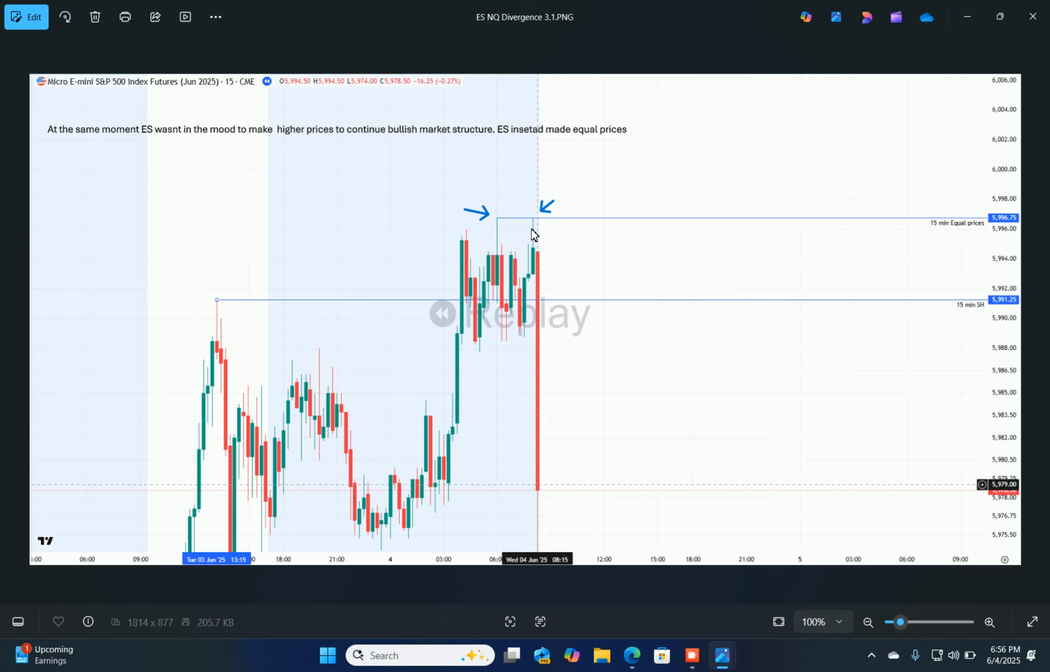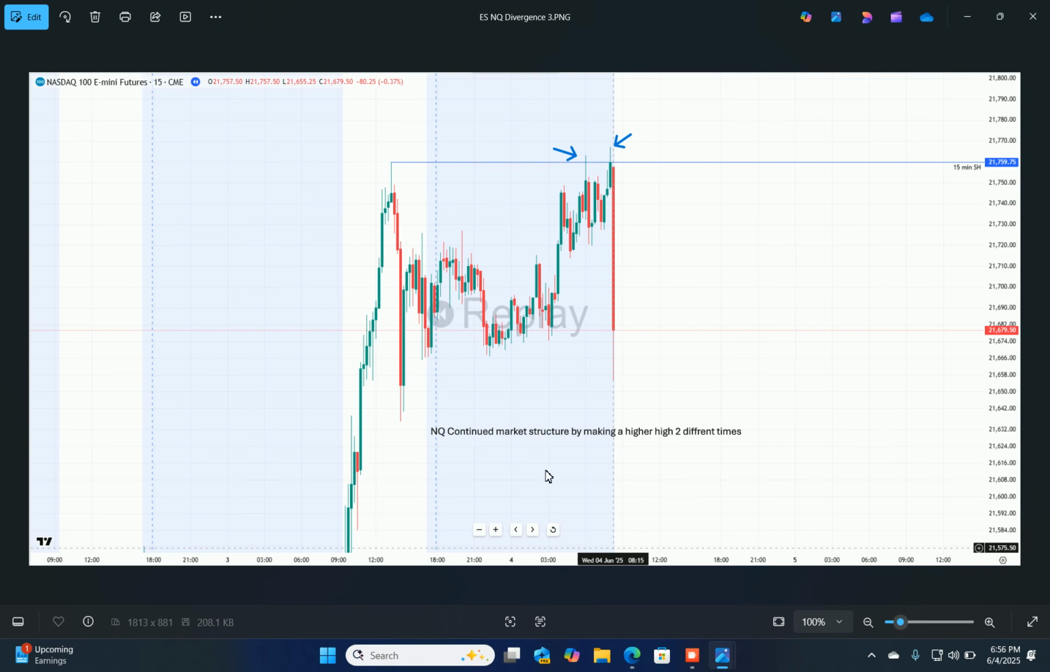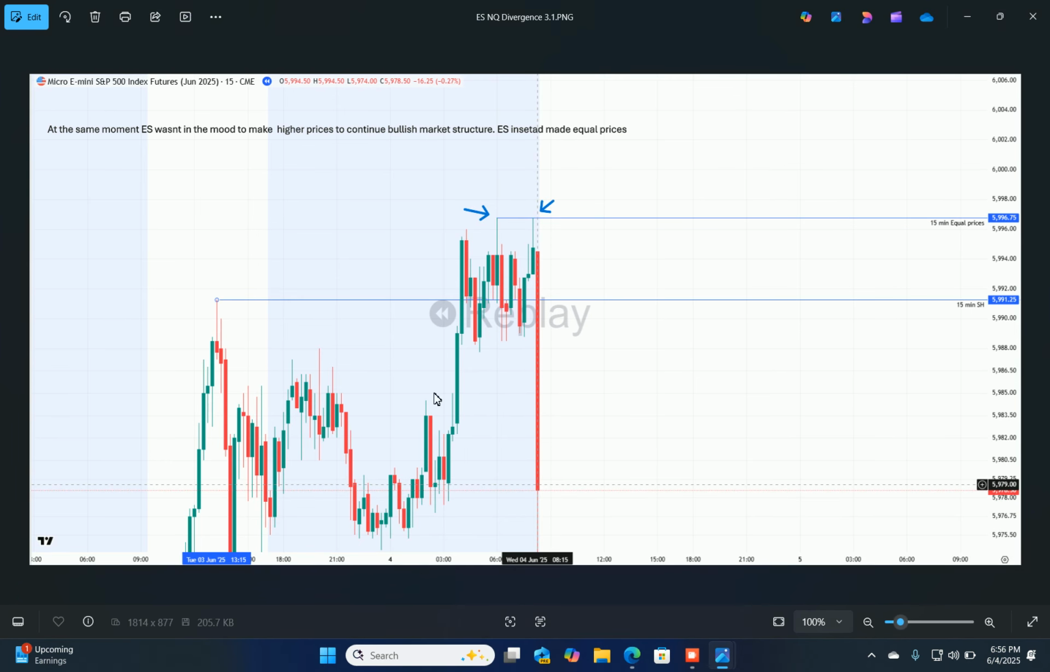and it was relative to the same exact time, 8:15. If you look at 8:15 right here, that was the same thing on NQ, 8:15. These times and these prices have to match up and line up, because that's how you find the divergence. So the ES made equal prices when the NQ made higher prices.